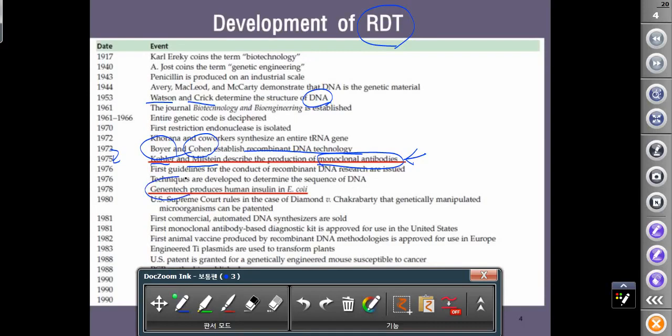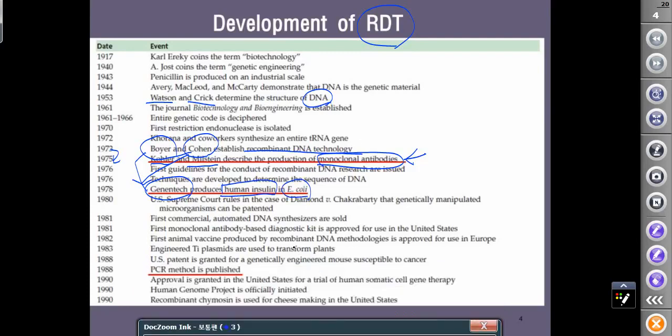Genentech, I think this company was established by these two guys, which I'm not so sure about, but maybe you can search on the internet. The name is not that important anyway. They established the biotechnology company, and the company produced human insulin. I explained this just before, from E. coli. And there are many other issues here. You can look through this history.